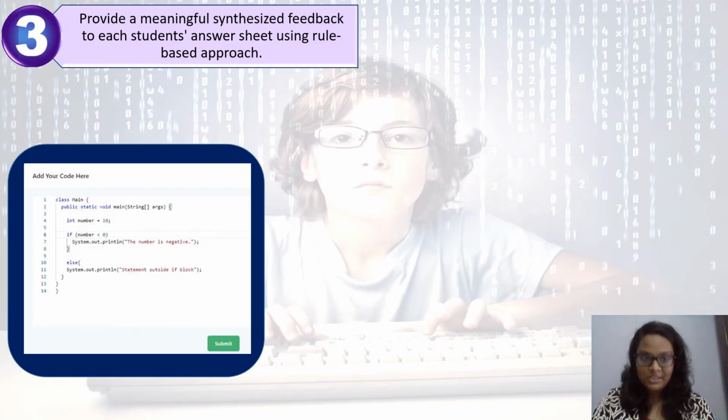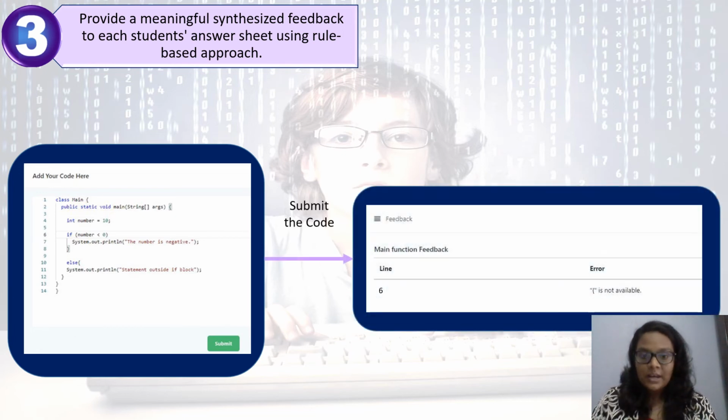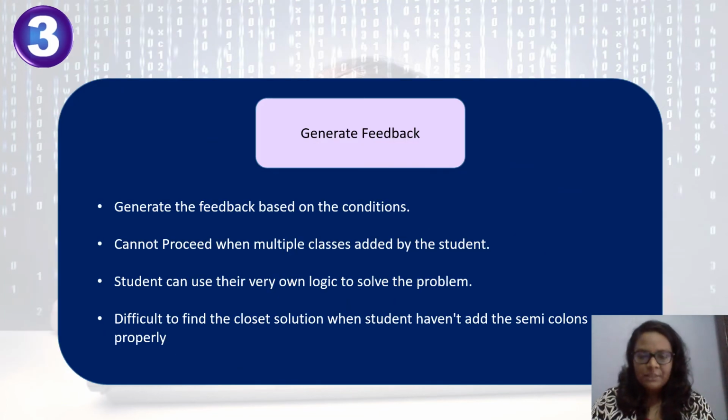Coming to the feedback generation, this is the student's code that is uploaded. When you submit it, this is how the feedback is generated. The line number where the error is and the exact error are denoted in words, so it's clear for the student to identify where they have gone wrong. When generating the feedback, we generated it based on conditions. So there were some limitations. When there is more than one class, we couldn't proceed. And also, when the semicolons were not added properly, it was a little difficult to provide proper feedback.